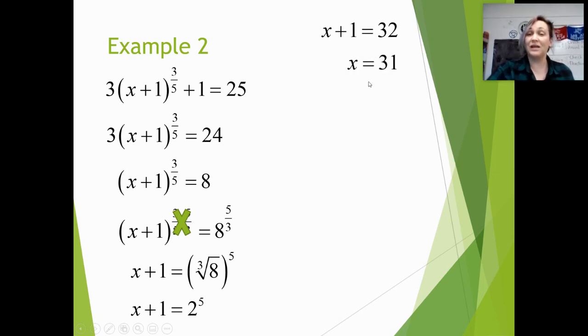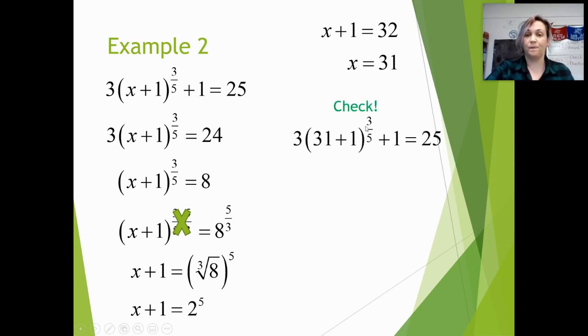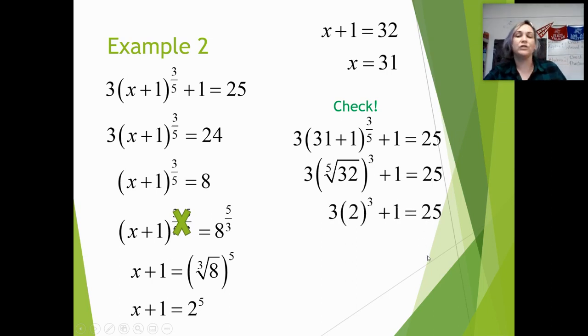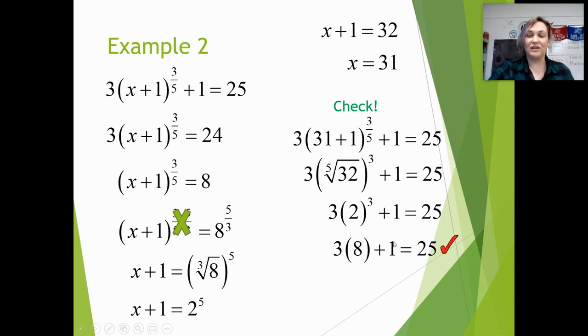Now, again, we can plug that back into the original equation to check and make sure that it works. This is now PEMDAS, so I'm going to start inside my parentheses. 31 plus 1 is 32. And then this exponent says to take the 5th root of 32 and then raise that to the 3rd power. So the 5th root of 32 is 2, and 2 to the 3rd is 8. 8 times 3 is 24, and 24 plus 1 is 25. So we did good. This concludes our Chapter 6 notes.